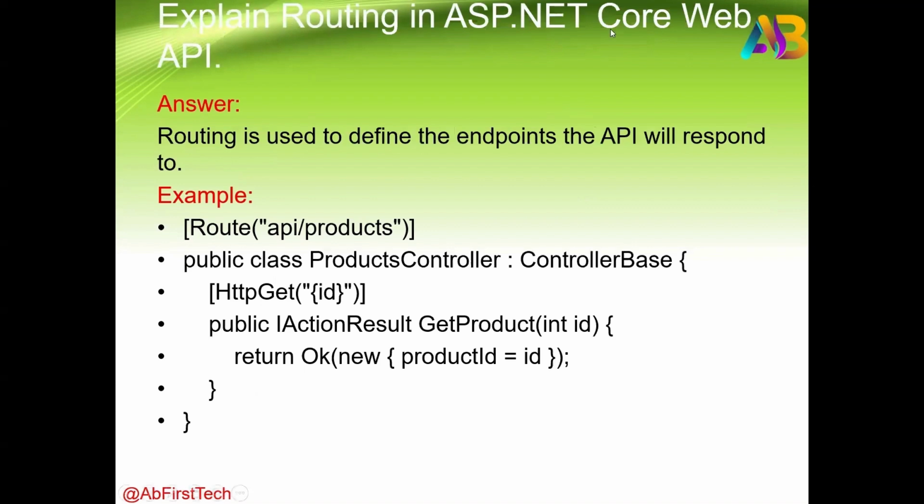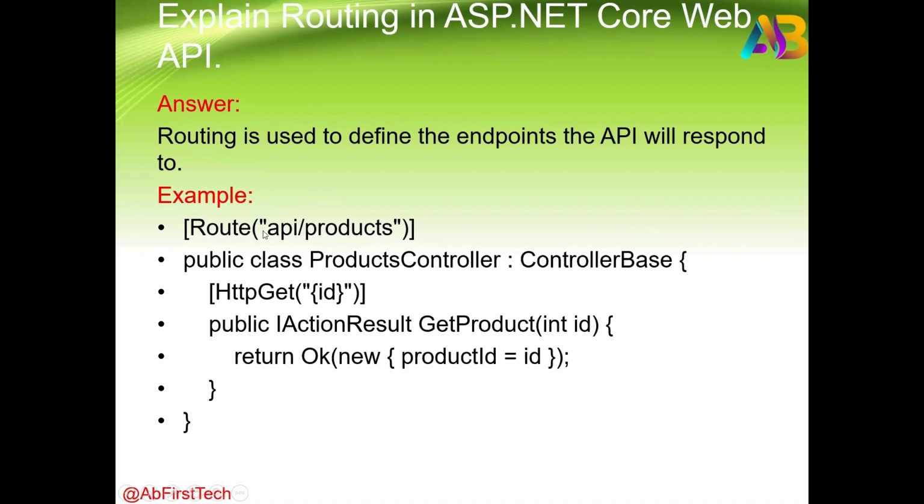So what is routing in ASP.NET Core Web API? Routing is used to define the endpoints the API will respond to. For example, our routing will work like api/products. Means there will be an API prefix after your localhost, api/products. It will become like this. After that, the HttpGet attribute takes the ID value. So based on that ID, we are assigning it to the product ID. This is how routing will work.